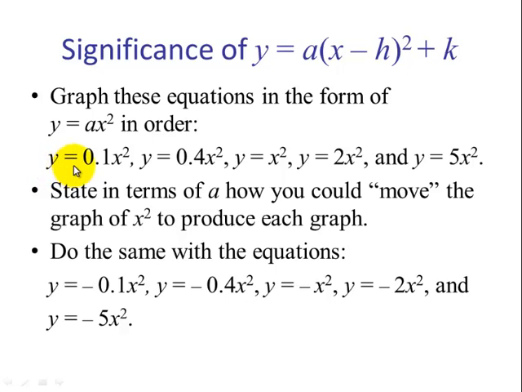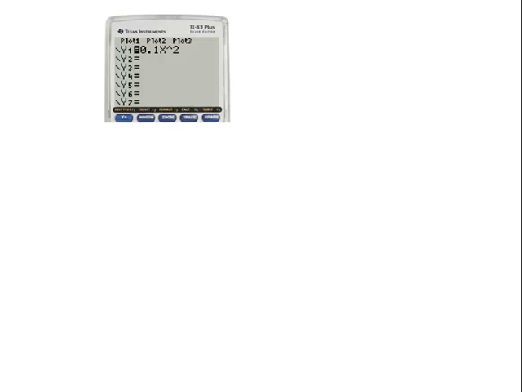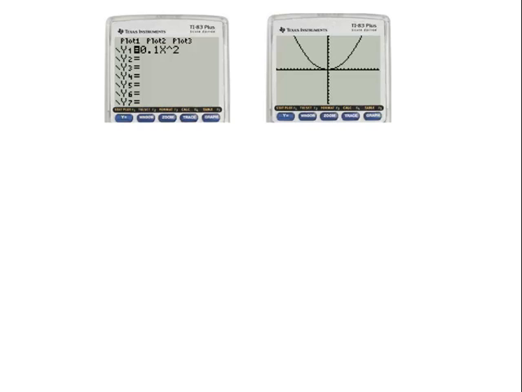Next, we will look at the value of a. So we will graph y equals 0.1x squared, y equals 0.4x squared, y equals x squared, which in this case a is 1, y equals 2x squared, a is 2, and lastly y equals 5x squared. We will also look at negative values of a and see how that affects the graph. So let's begin. When a is equal to 0.1, we have this graph.